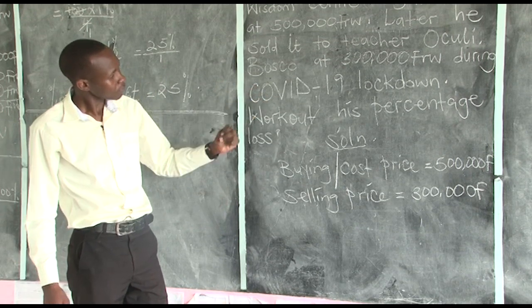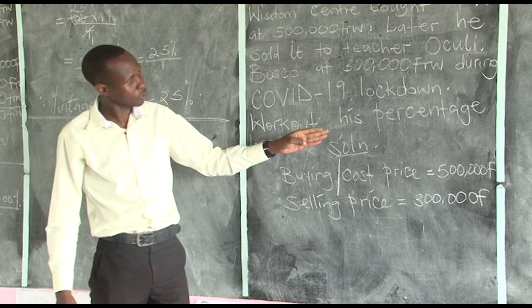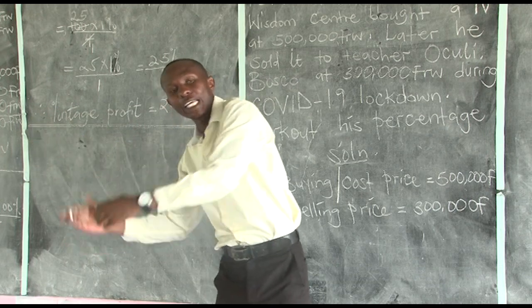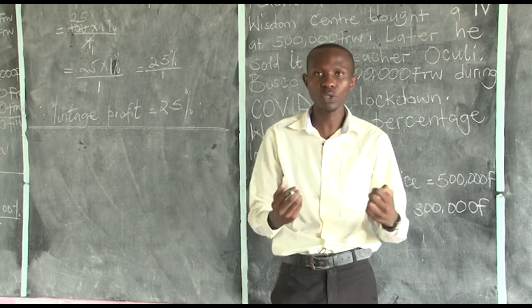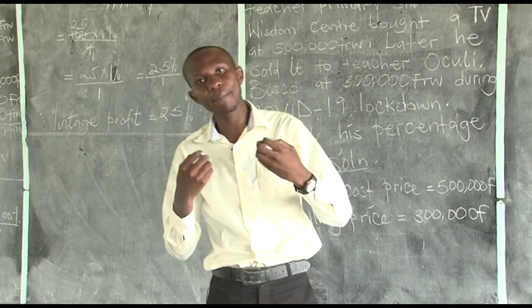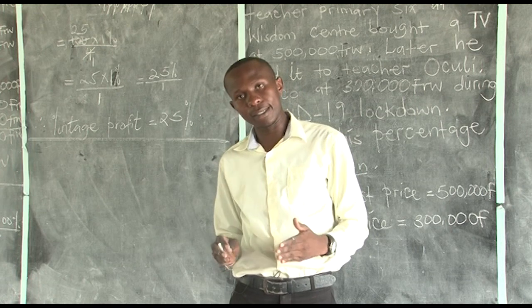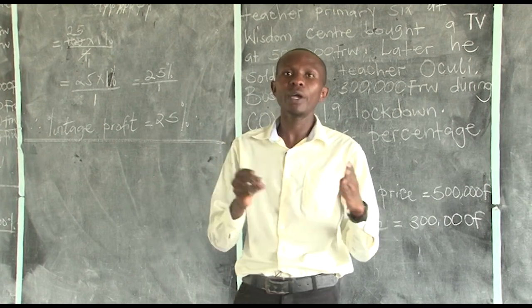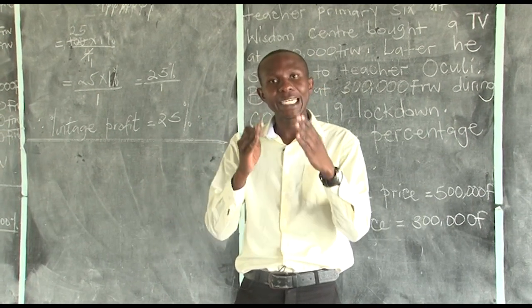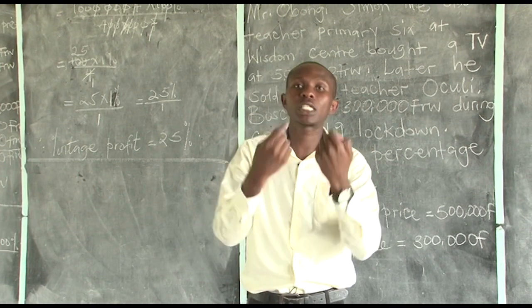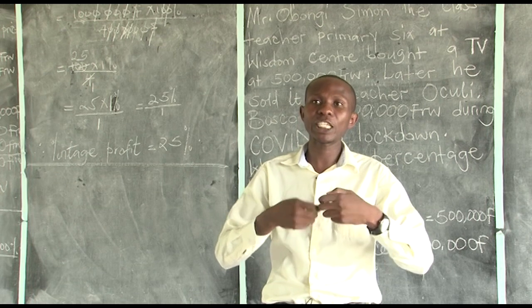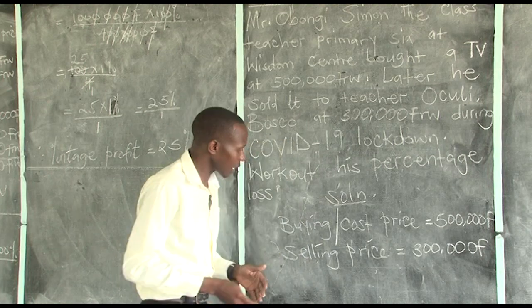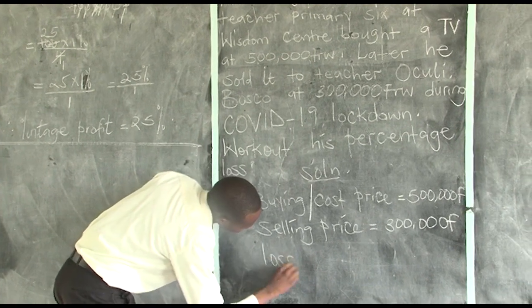Now when we look at this, they have said we work out the percentage loss. How are we going to work out this percentage loss when we don't know the loss he made? It is impossible. In order to find the percentage loss, the first thing we need to do is identify, or calculate, or find out the amount that Mr. Obong Simon lost. And that money that he lost is what we are calling the loss. So we need to find the loss first. So I'll come here and say, loss, we don't know.